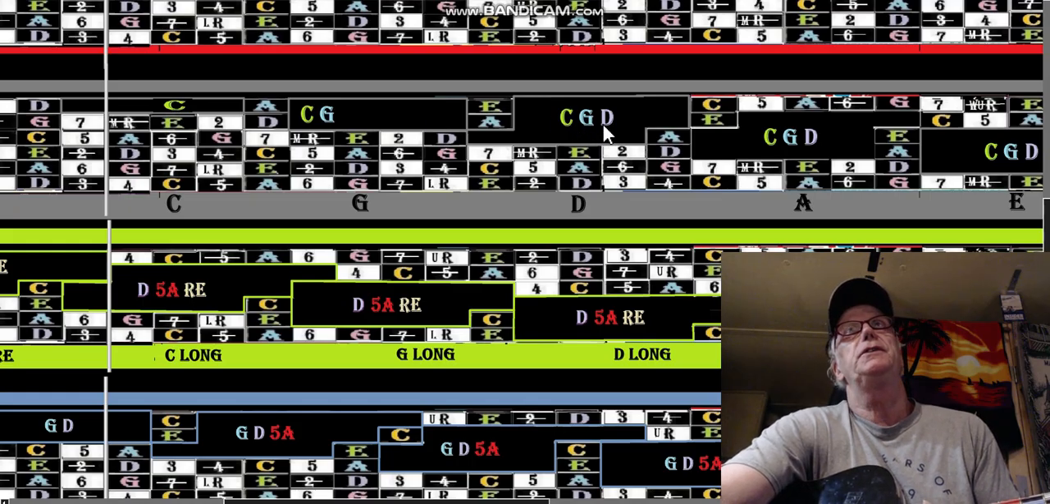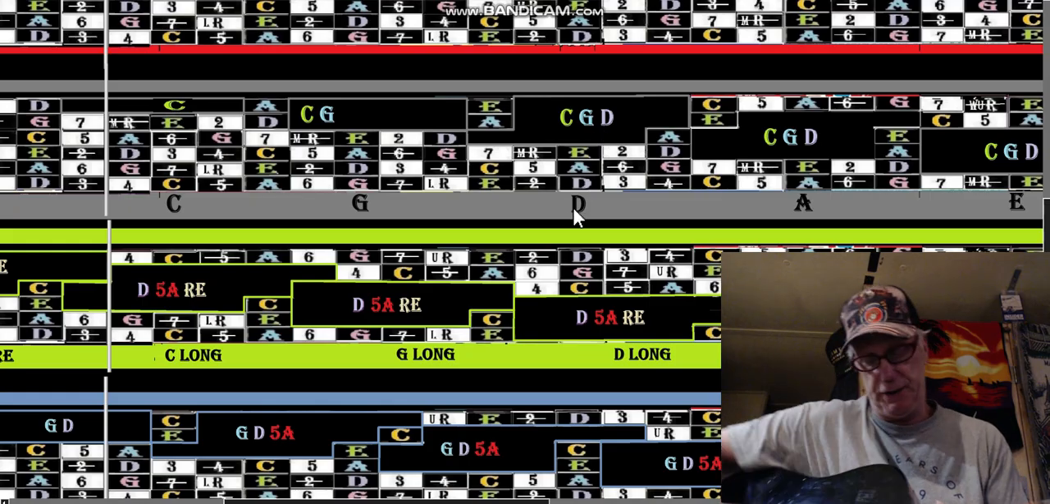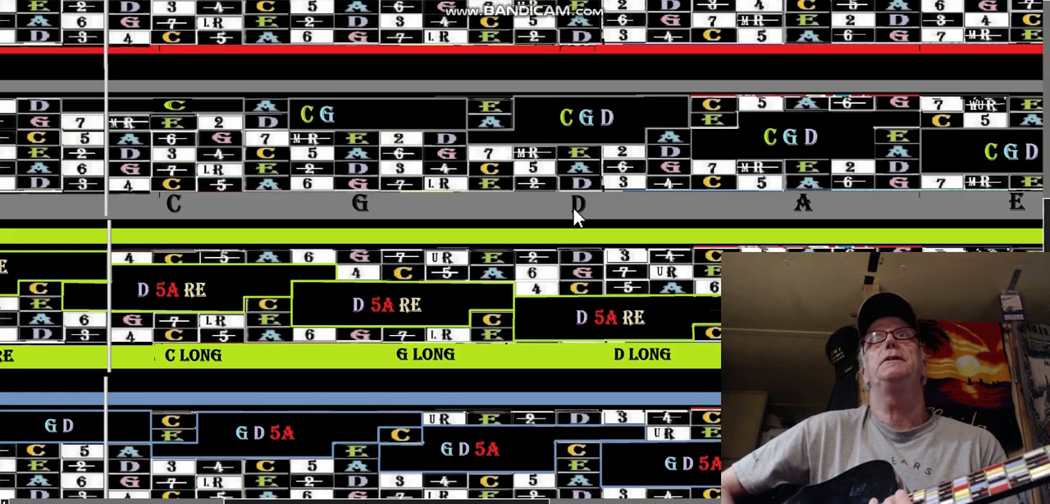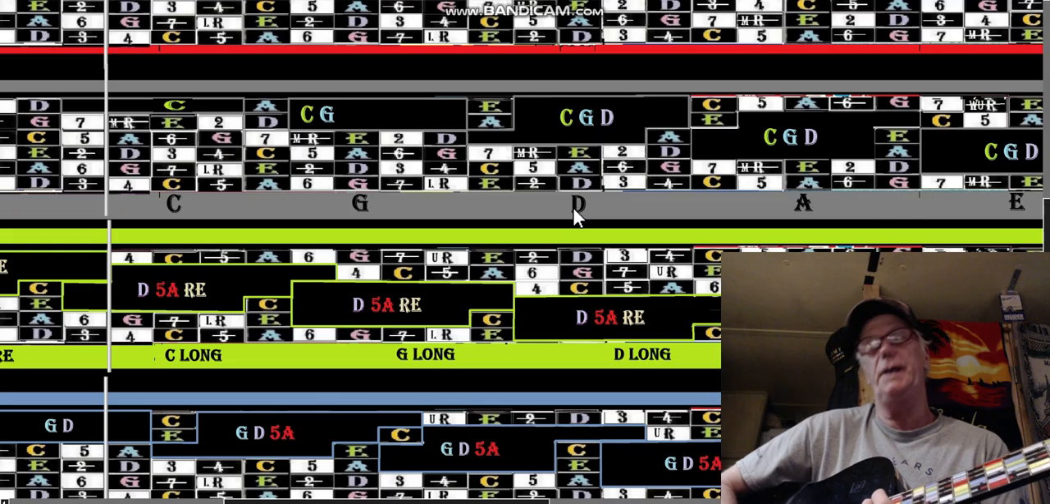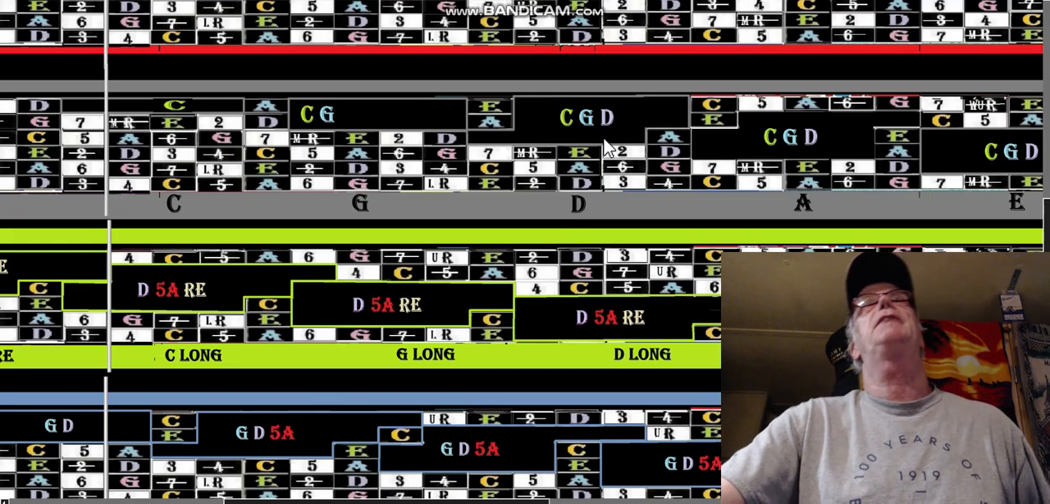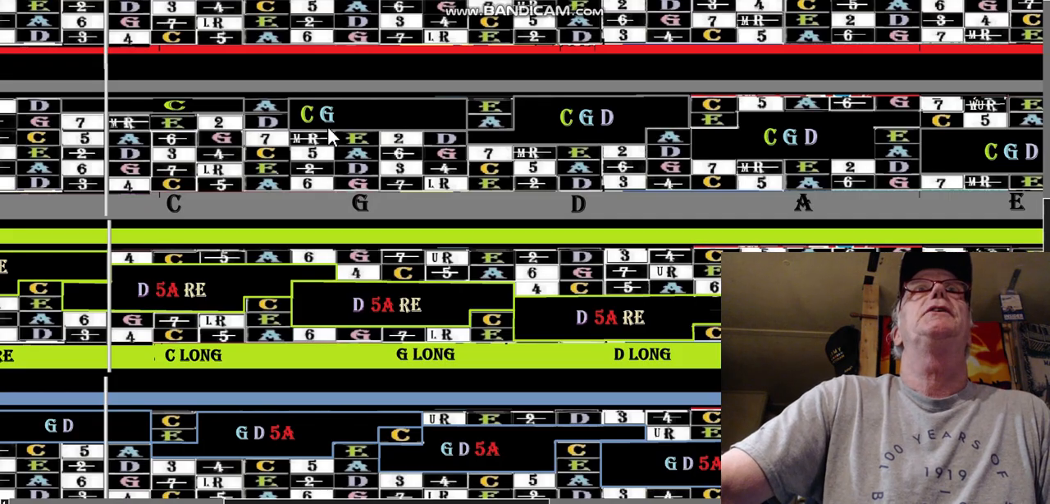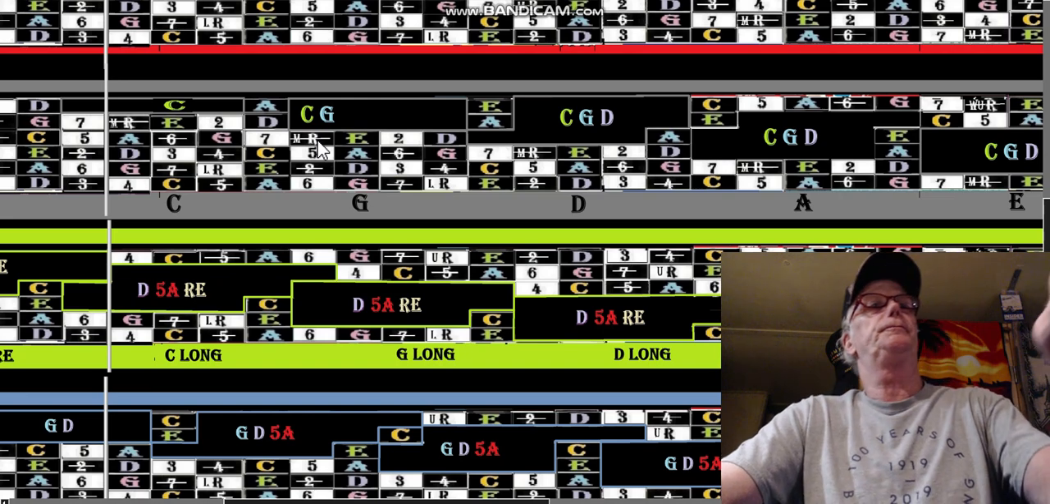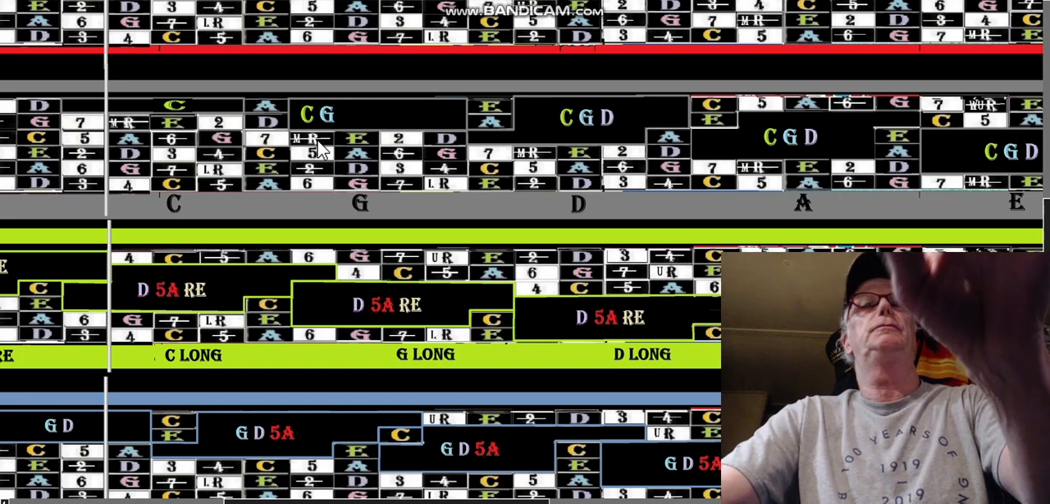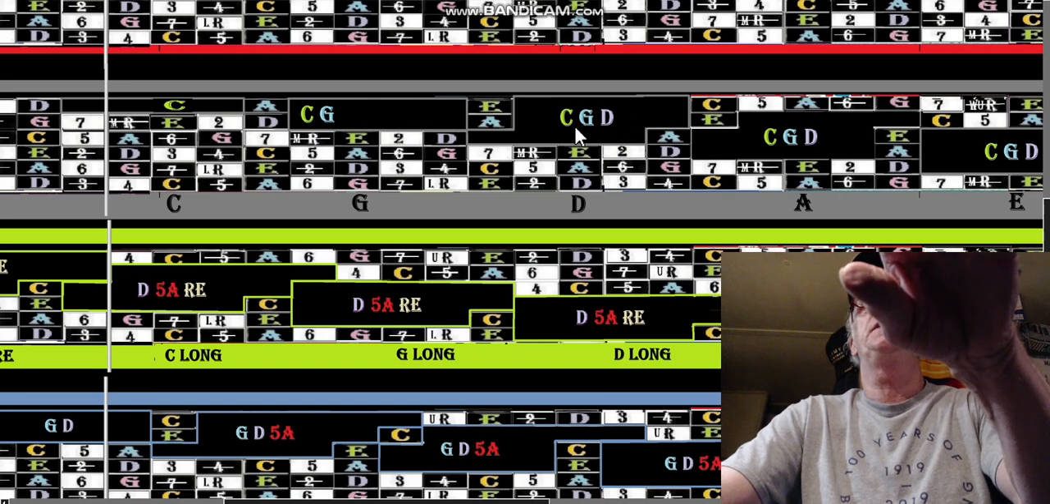So it would be C, G, and D right here would be in the D box here. This would be the D box. 2, 3, 4, way up here. So you see, the treble clef doesn't even come in. It's a fairly high clef. The root that's in it is the upper root.